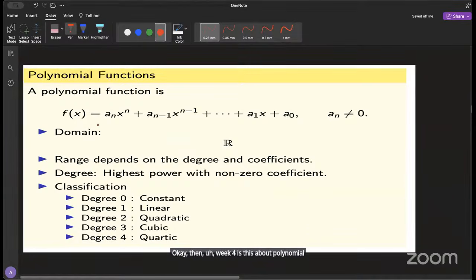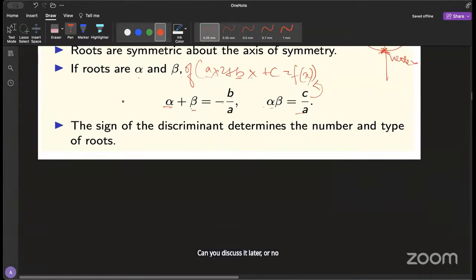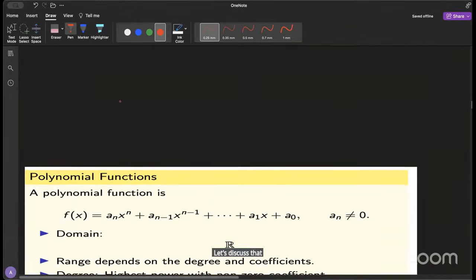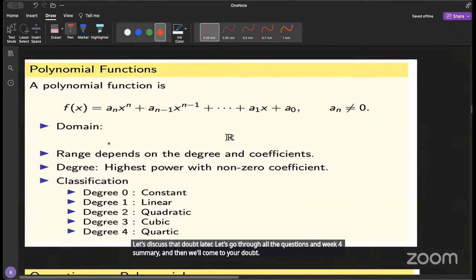I have a doubt in week 3. Can you discuss it later? Let's discuss that doubt later. Let's go through all the questions and the week 4 summary, and then we'll come to your doubt.